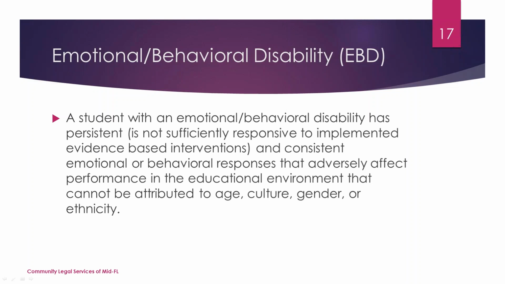Okay, EBD, emotional behavioral disability. I always call this BAD. A student with an emotional behavioral disability has persistent emotional and behavioral responses that are not sufficiently responsive to implemented evidence-based intervention and that adversely affect performance in the educational environment, and that cannot be attributed to age, culture, gender, or ethnicity. Now, there are only two categories where they need to do interventions before they will make a designation, and they are SLD, specific learning disability, and EBD, emotional and behavioral disability. Both of those designations, they need to do some kind of interventions to see if they can correct the problem before labeling the kid as having a disability.